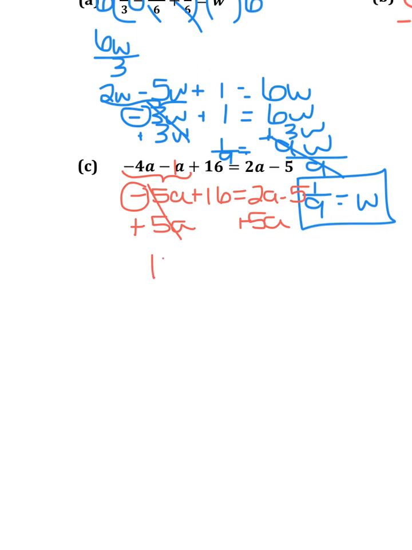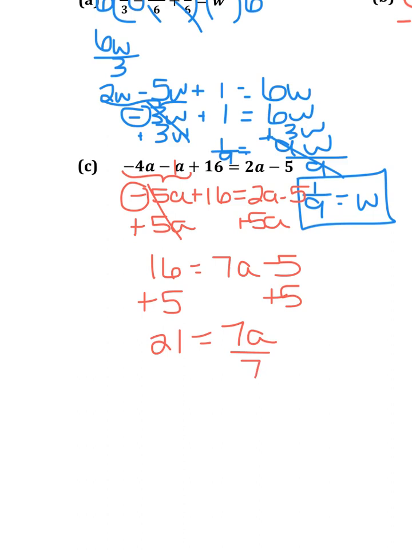These then cancel, and I'm left with 16. On the other side, I had 2a plus 5a, which gives me 7a minus 5. So next, I would move my 5 over, which was being subtracted. So we're now going to add it, which would give me 21 equals 7a. Finally, divide by 7, and we will get a equals 3.